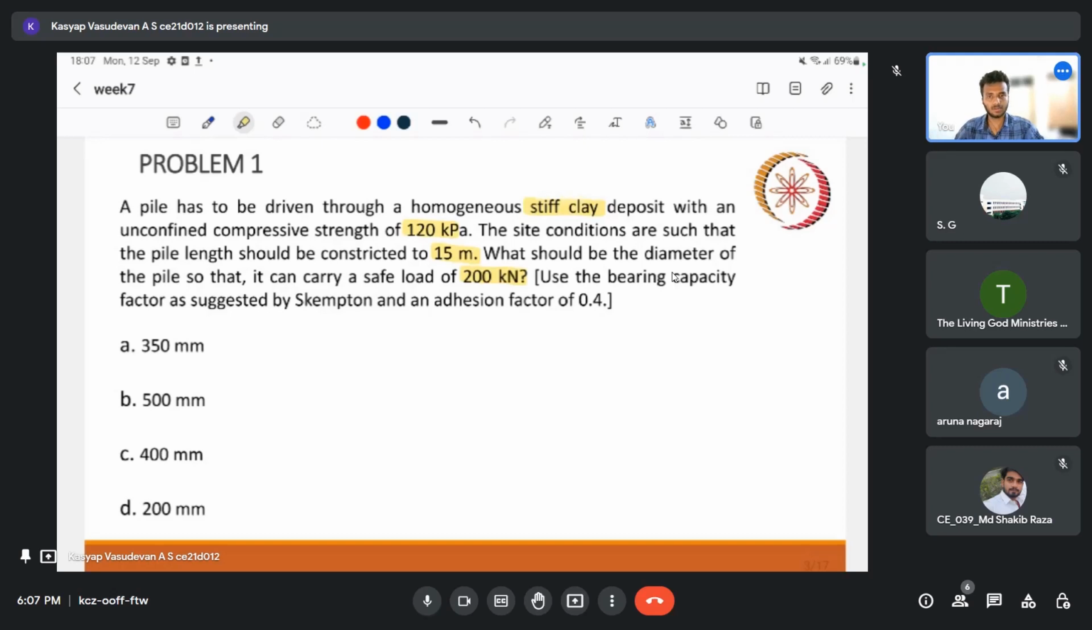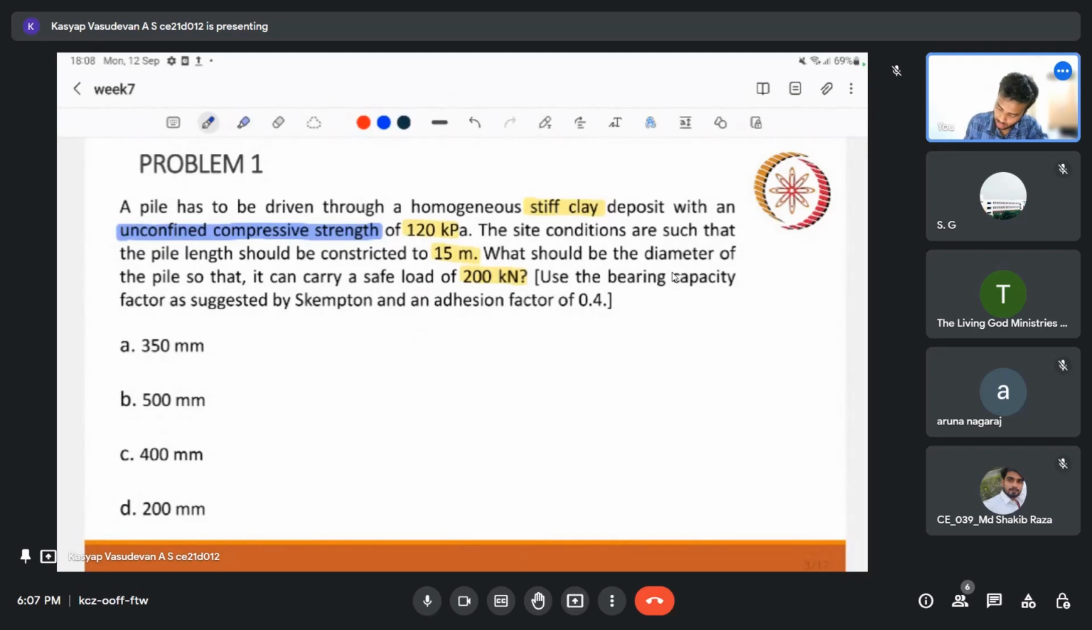Another style of question will be to directly find the capacity of the pile given the dimensions of the pile. Okay, so here I would like to point out one key thing, that is unconfined compressive strength. Sometimes in the question they might give undrained shear strength, and sometimes they might say unconfined compressive strength. Sometimes they might give just a cohesion value. So please don't get confused about it.